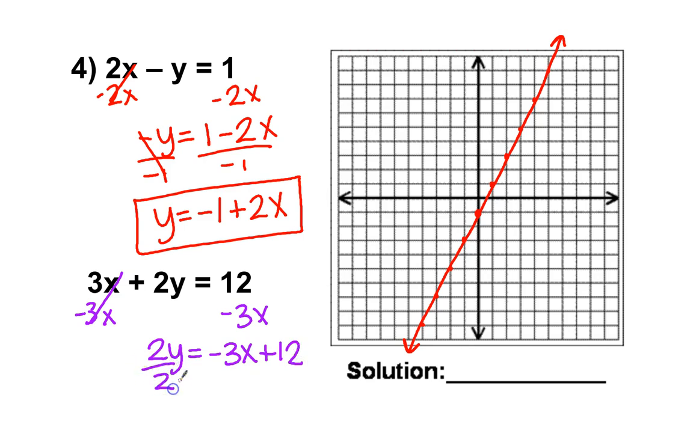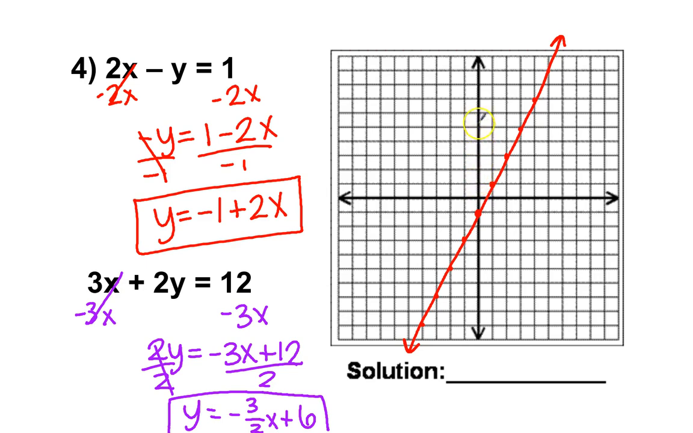We divide by 2. So y equals. Some of y'all, you can use your calculators for this, but a negative divided by a positive is a negative. Can I divide 3 by 2 evenly? No. I can't reduce it, so it's just negative 3 over 2x. And 12 divided by 2 is 6. Perfect. So my y-intercept is positive 6.